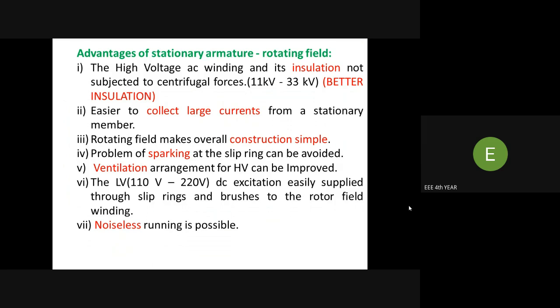The seventh one: noiseless running is possible, and the air gap length is uniform. These are the overall advantages of the stationary armature and rotating field system. Finally, the mechanical balancing is better in the rotor part.